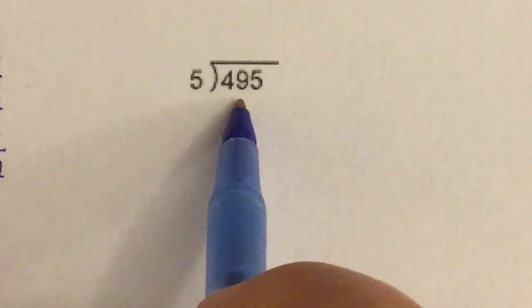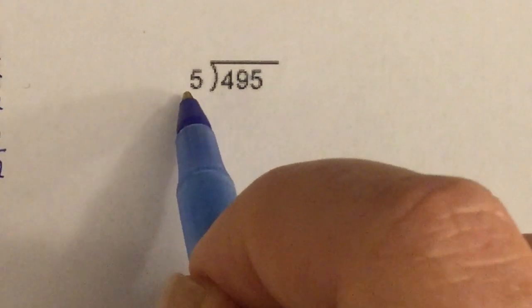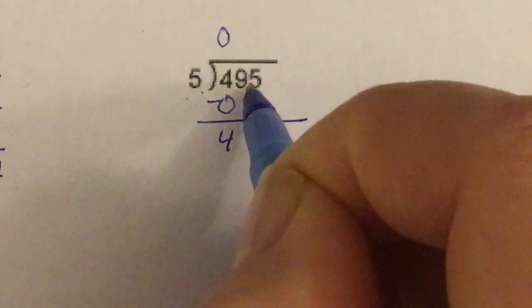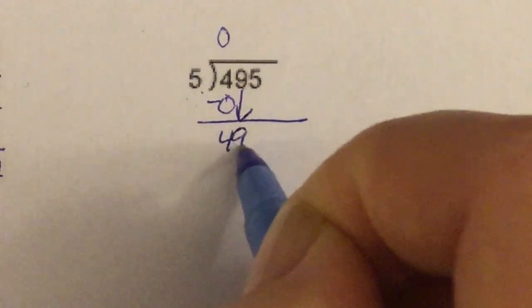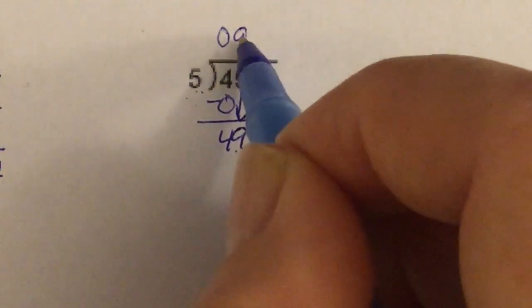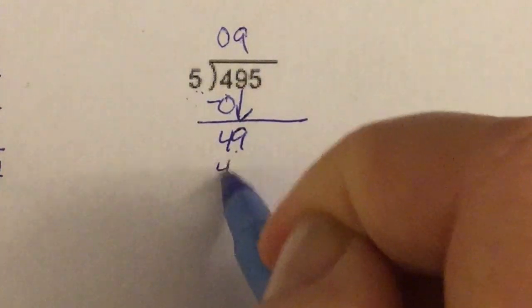Last but not least is division. What this means is 495 divided by 5. So we try and we go 5 into the first number, 5 into 4 goes 0 times. 0 times 5 is 0, and now we subtract. 4 minus 0 is 4, and then we bring down the 9. Now 5 goes into 49 9 times. 9 times 5 is 45.